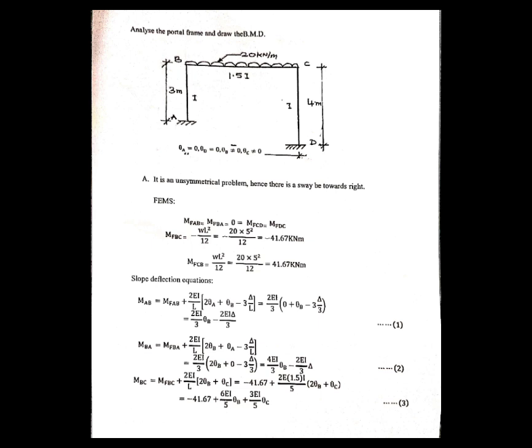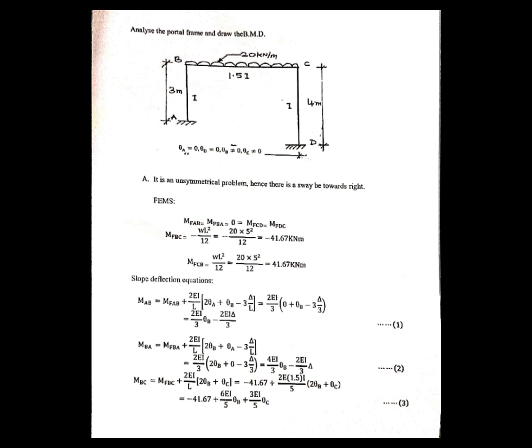This is the third problem in sway frame problems. Analyze the portal frame and draw the bending moment diagram. You can see the portal frame here, which has two different levels. Supports are at two different levels. That means the lengths of the columns are different. So this is an unsymmetrical frame as the lengths are different for the columns. You can see a UDL on BC. No loads on AB and CD spans, as you can see in the figure.